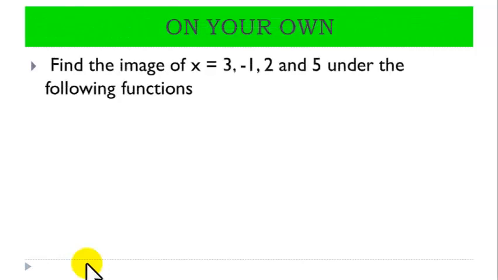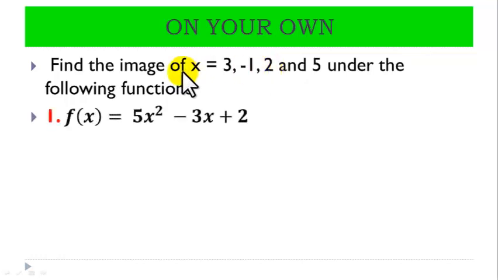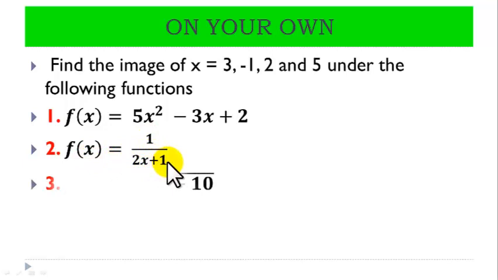On your own, find the image of x equals 3, minus 1, 2, and 5 under the following functions. 1. f(x) equal to 5x squared minus 3x plus 2. 2. f(x) equal to 1 all over 2x plus 1. 3. f(x) equal to the square root of 6x plus 10.